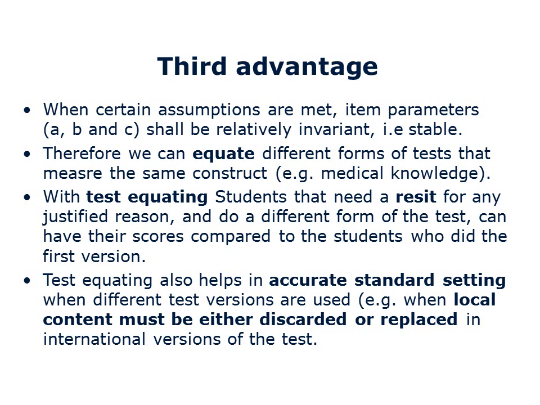The third advantage is that when certain assumptions are met, and this is a statistical part, I will not bother you with that, but when these assumptions are met, item parameters, not only discrimination and difficulty, but also the C, the guessing, will be relatively invariant. They will be relatively stable. So when we have different formats or different forms of a test that are measuring the same construct, for example, medical knowledge, or even better, application of it, we can equate these different forms in order to put them in the same scale.